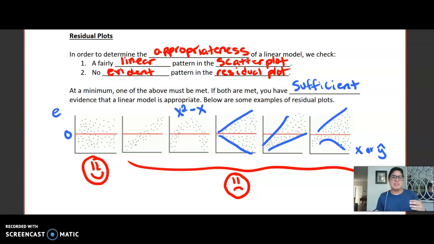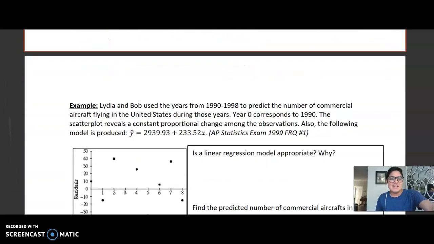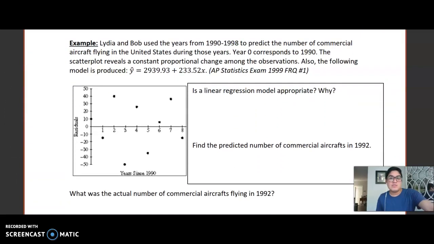My students came up with it a few years ago. It was probably a lot catchier when they said it. But let's take a look at an example here. This one's actually going to come to us from the 1999 FRQ from the stats exam.